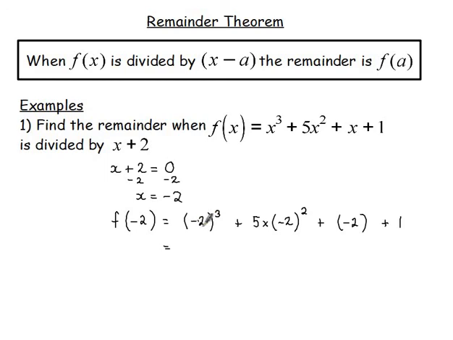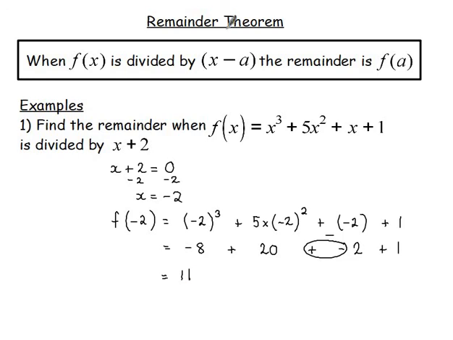So minus 2 cubed, minus 2 times minus 2 times minus 2 is minus 8. I would do all of this one together, then I would write the plus down. 5 times minus 2 squared. So minus 2 squared is 4, because a minus and a minus makes a plus. 5 times 4, 20. And then we have plus minus 2. So you can see then that plus and minus make a minus, and then plus 1. So you have minus 8 plus 20 minus 2 plus 1. And if you type that into your calculators, it gives you 11. So the remainder to that is 11, and that's it.